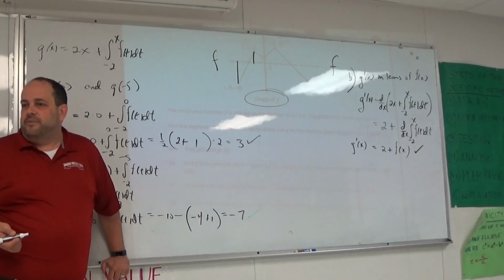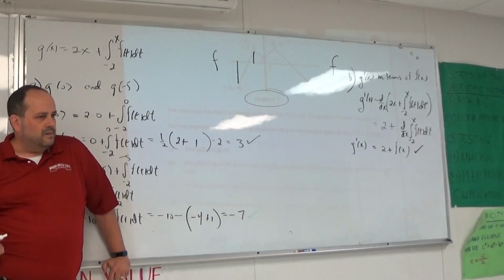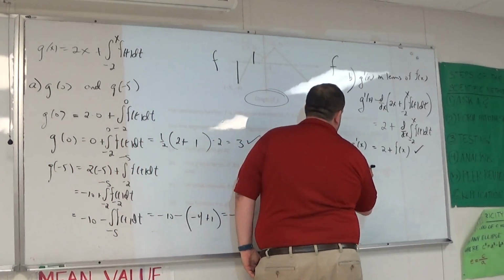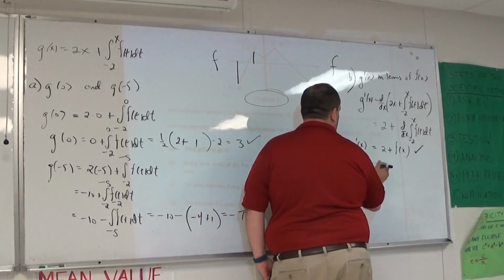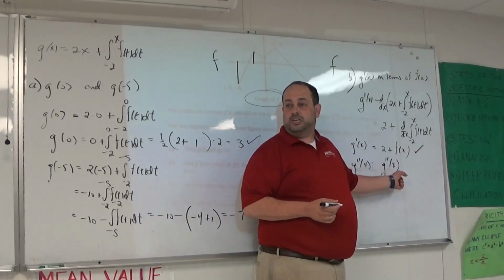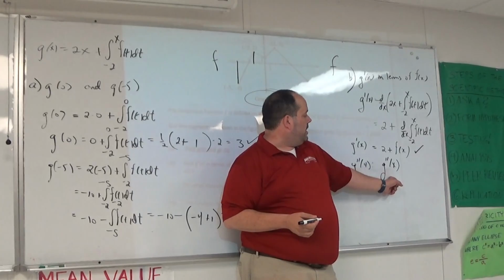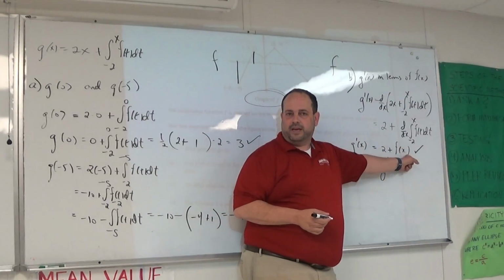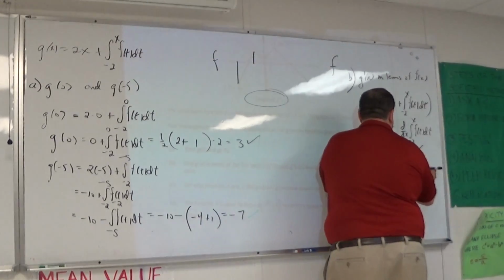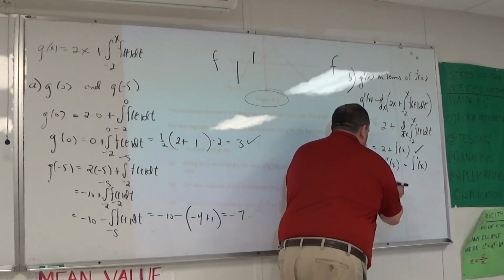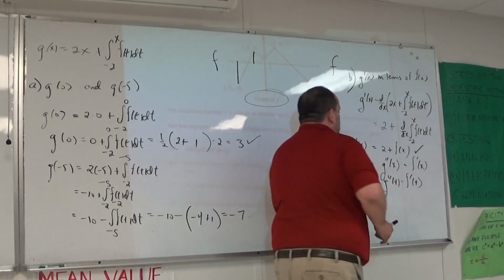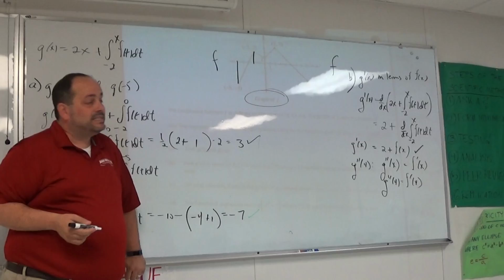Now we need g double prime of 4. Where does that come from? What do you want to do? Okay, if I want g double prime of 4, it's a two-step process. The first step is go find g double prime of x. We already know that g prime is 2 plus f of x, so what's g double prime? It's just f prime. So what's g double prime of 4? G double prime of 4 is f prime of 4.